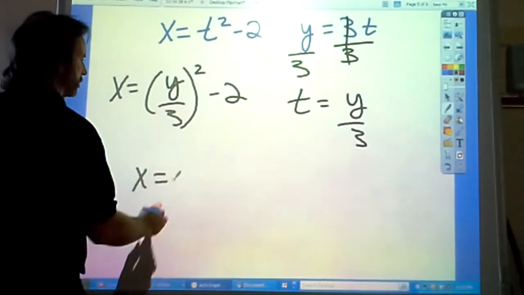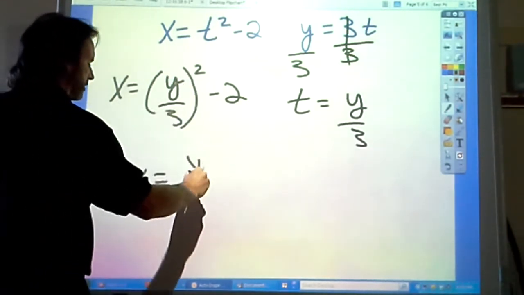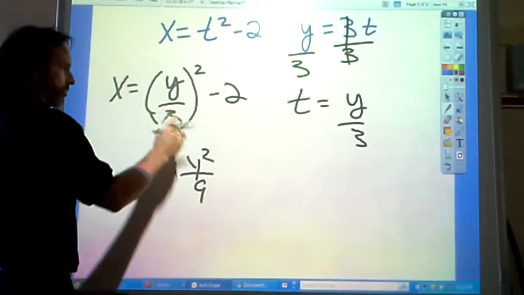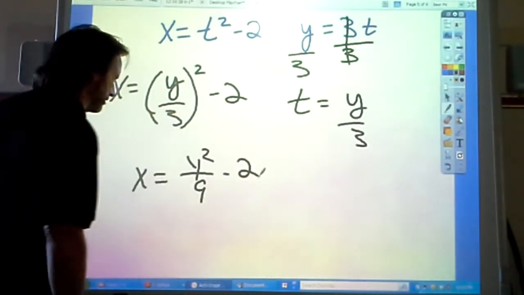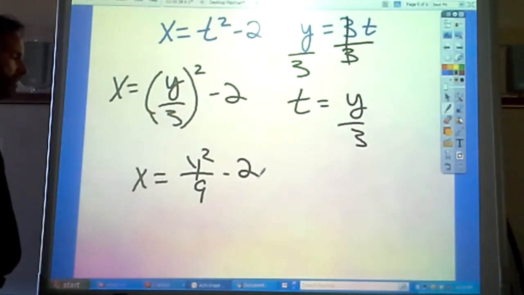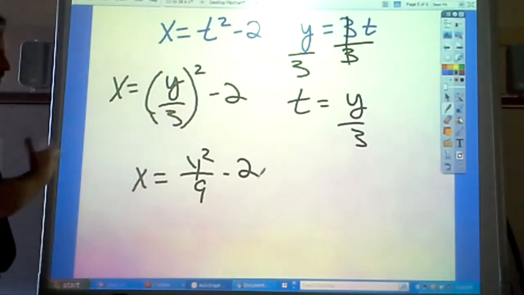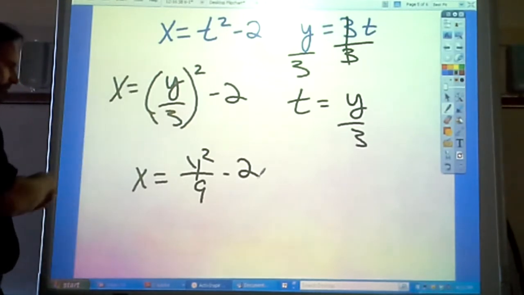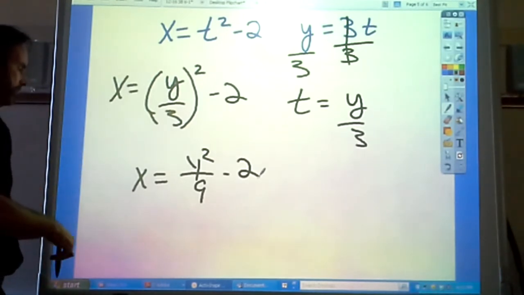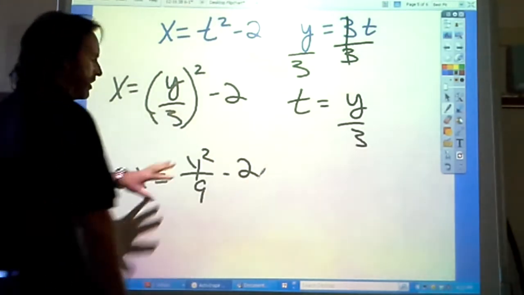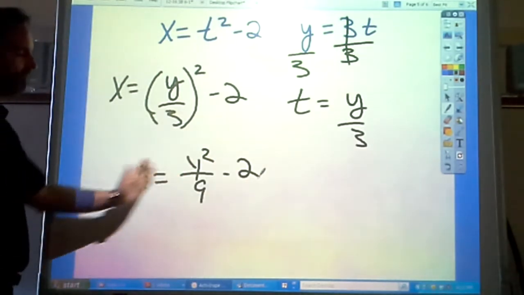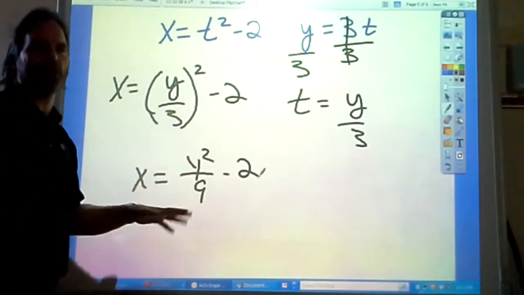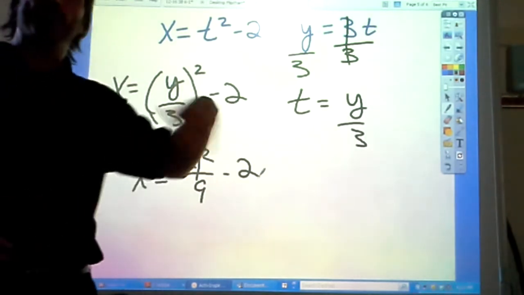So x equals y squared over 9, because 3 squared, this whole thing gets squared, minus 2. Okay? And I'm trying to think, right now I've got, let me multiply both sides by, let's see. If we want x by itself, this is fine. This is basically what? I've got x equals y squared over 9 minus 2. It's going to be a horizontal parabola.